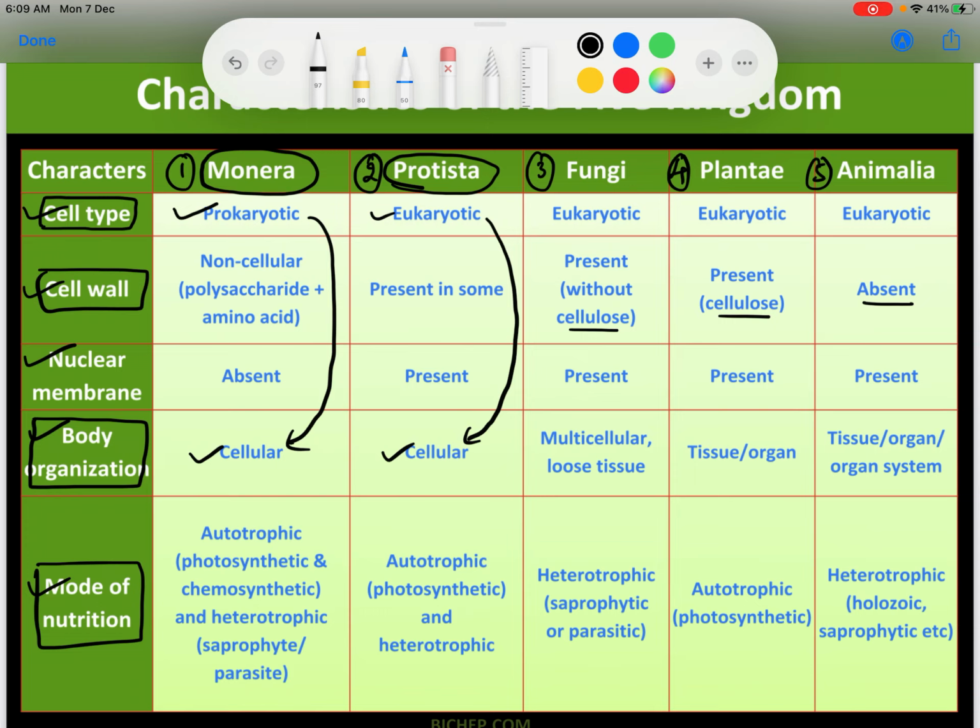Mode of nutrition: though they have cell wall, if their mode of nutrition is heterotrophic, specifically saprophytic or parasitic, they are fungi, and if they are autotroph, then they are plants, and if they are heterotrophic, specifically holozoic or saprophytic, they can be animals.